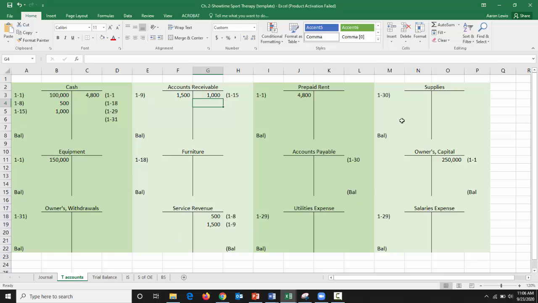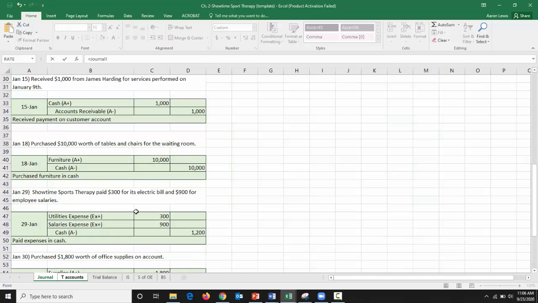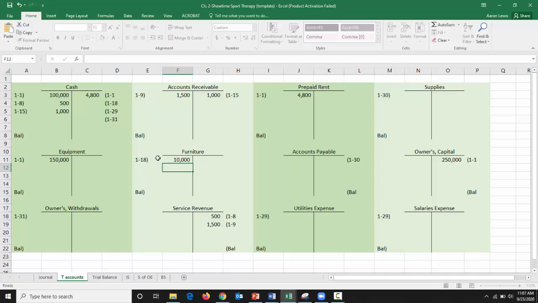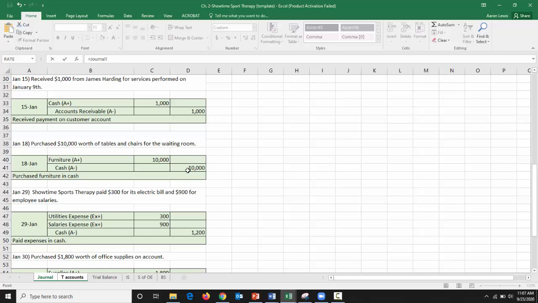So we have a $10,000 debit to furniture. We're going to bring that number from the journal over to the T's. Right there. Then we have a credit to cash for that same amount. Let's bring that number on over.